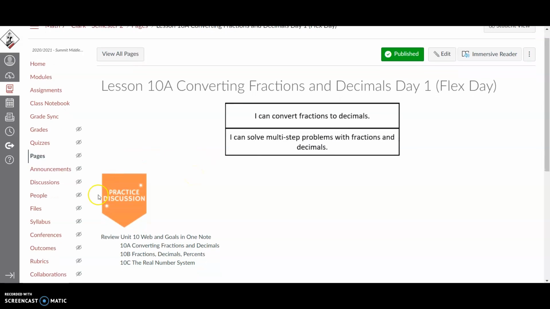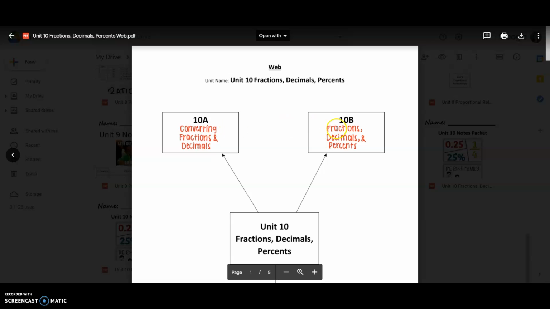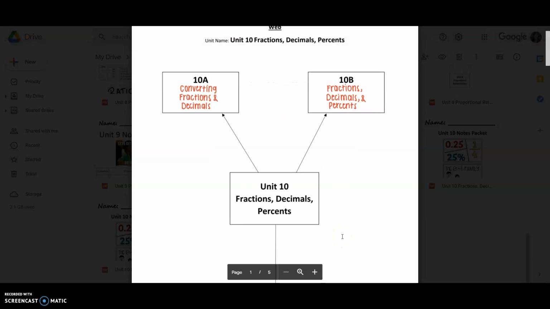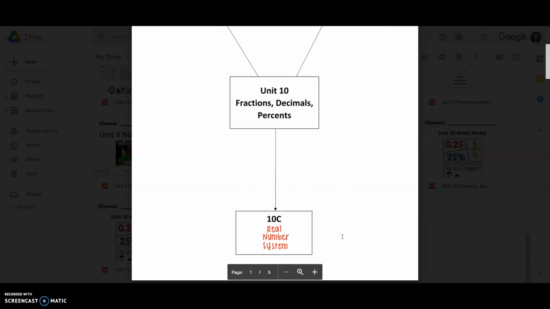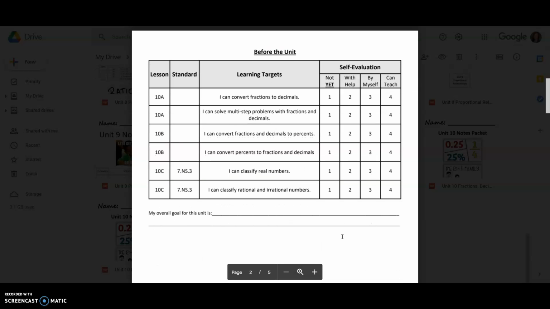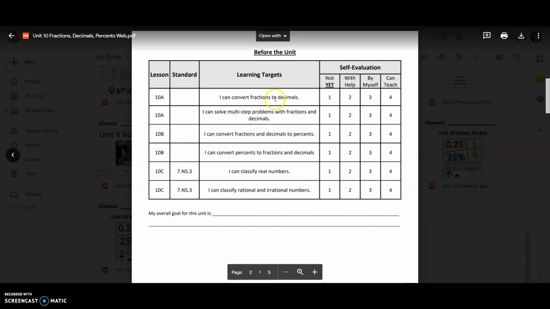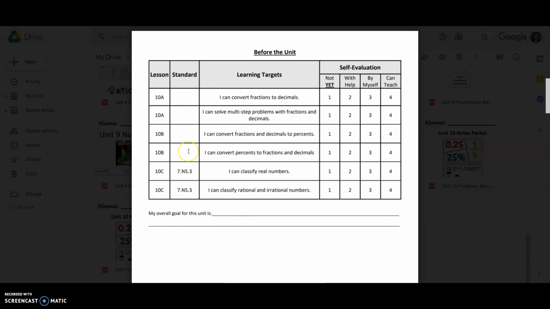Before you get started with that, I do want you to make sure that your Unit 10 web is completed. And by completed, I mean that you filled out the web part of it. So these boxes, get those all filled out, all 3 of those boxes. And then also I need you to circle your 1 through 4. Some of these you might remember how to do from previous years. If there's no standard here, it means it's a standard from a previous year.